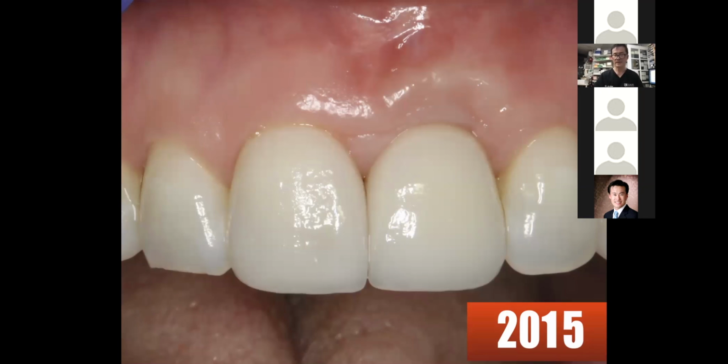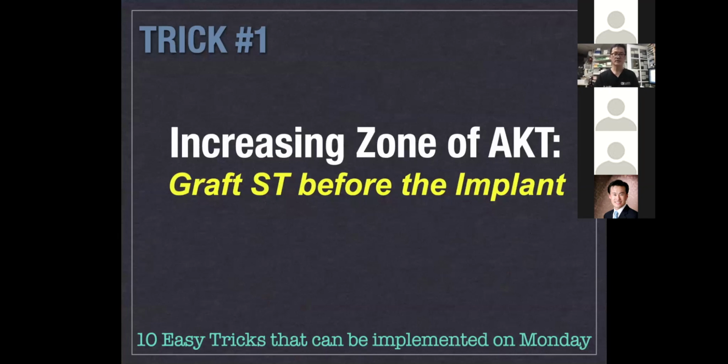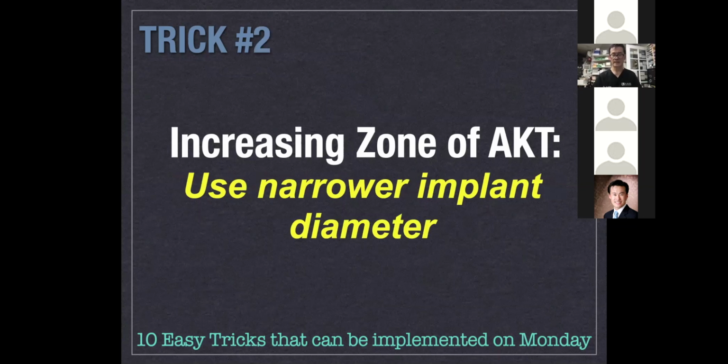We have a very successful cosmetically pleasing case, and the trick here was the soft tissue was grafted to increase the zone of attached gingiva before the implant. And that was number one trick. Number two trick, increase the zone of attached gingiva by using narrower implant diameter.